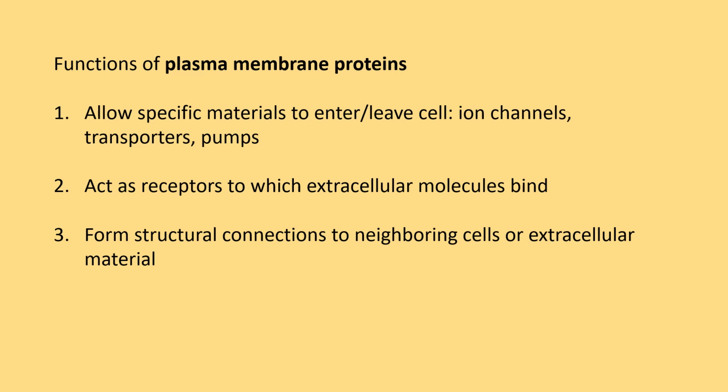Plasma membrane proteins are super important for the function of the membrane. Here are three basic functions. Number one, plasma membrane proteins allow specific materials to enter or leave the cell, and we'll spend a great deal of time talking about ion channels, transporters, and pumps. Plasma membrane proteins can also act as receptors to which extracellular signaling molecules combine, and we will spend a whole lecture topic talking about cell signaling. And then, as I mentioned previously, plasma membrane proteins can also link neighboring cells to each other.